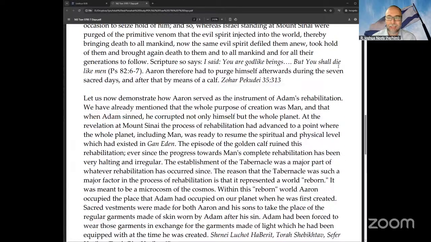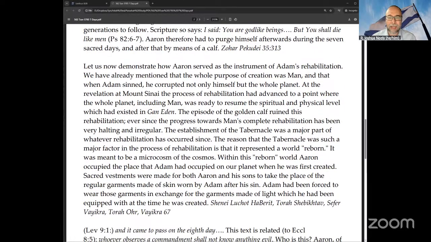All right. In that process, let's go ahead and take a look at Shnei Luchot HaBrit, which is one of the great Musar guides, one of the great attempts to help people understand better how to live a meaningful and worthwhile life. And he is going to build off this idea that the Zohar introduced for us. Let us now demonstrate how Aharon served as the instrument of Adam's rehabilitation, of humanity's rehabilitation.